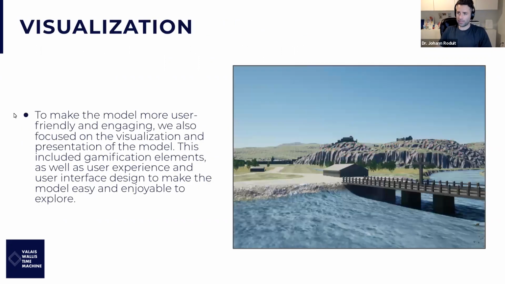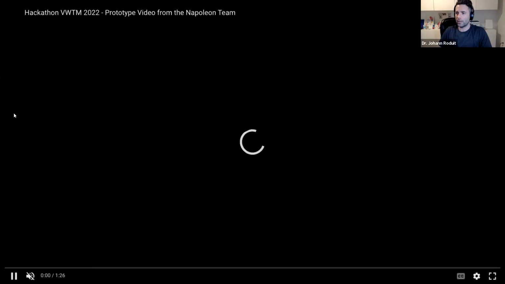And then the part here is visualization. It was important to make the model more user-friendly and engaging. So we focused on visualization and some elements included gamification, as well as user experience and design. And the results are here.